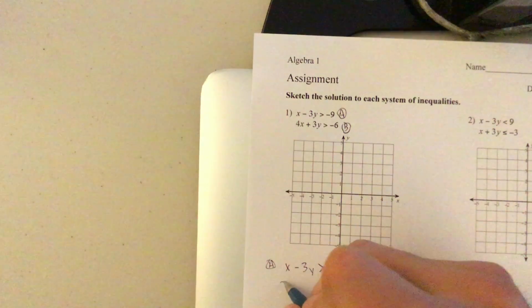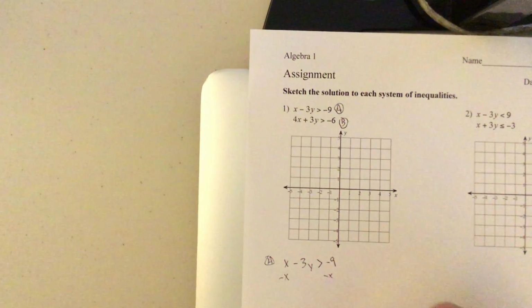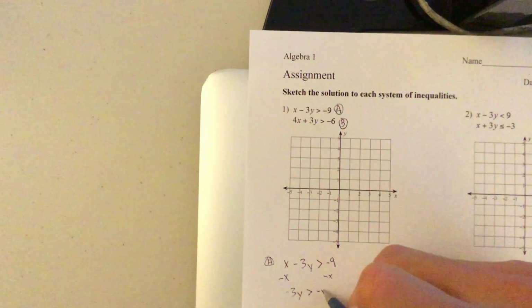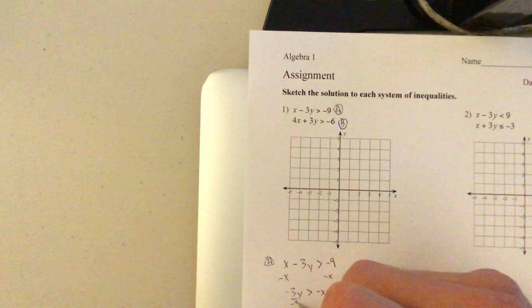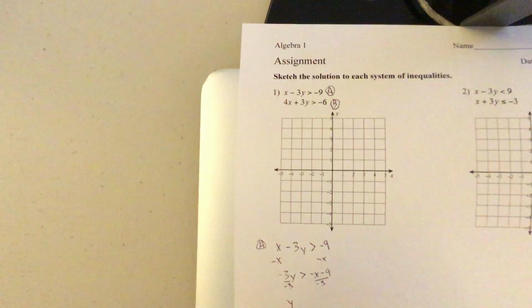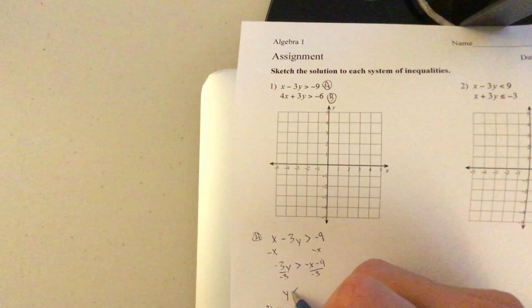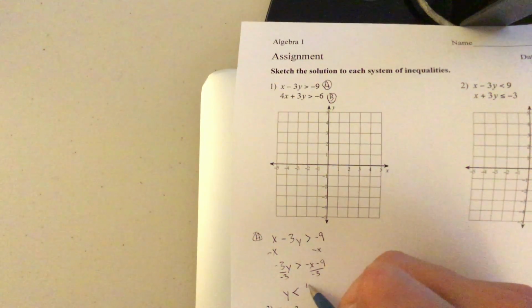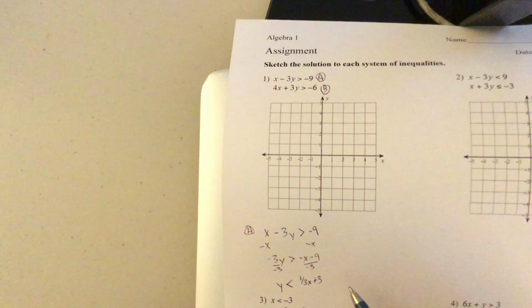So for A, I'm going to subtract x from both sides. We get negative 3y is greater than negative x minus 9. Then we divide both sides by negative 3. Be really careful with this. It's been a while since we did it. We did this last week. But when we divide by a negative, our sign flips. So it's no longer greater than. It is now less than positive 1/3 x plus 3. We'll graph that in a moment.